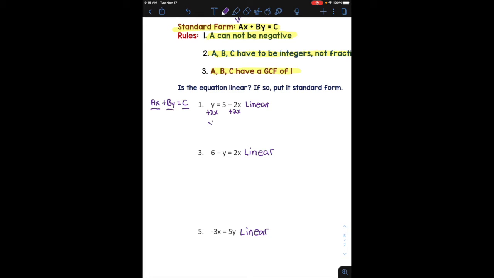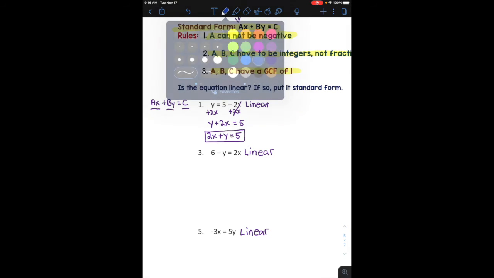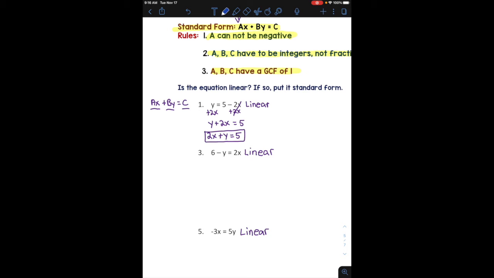y plus 2x is y plus 2x equals 5. And since we added 2x on both sides, negative 2x plus 2x is 0. Is this in standard form yet? Do I have the x term first and the y term second? No, I don't, so I just have to switch those two terms. y plus 2x is the same as 2x plus y equals 5. And this would be representing the equation in number 1, however, it's in standard form now. It's just a special form. We're rearranging the equation so it looks like ax plus by equals c.